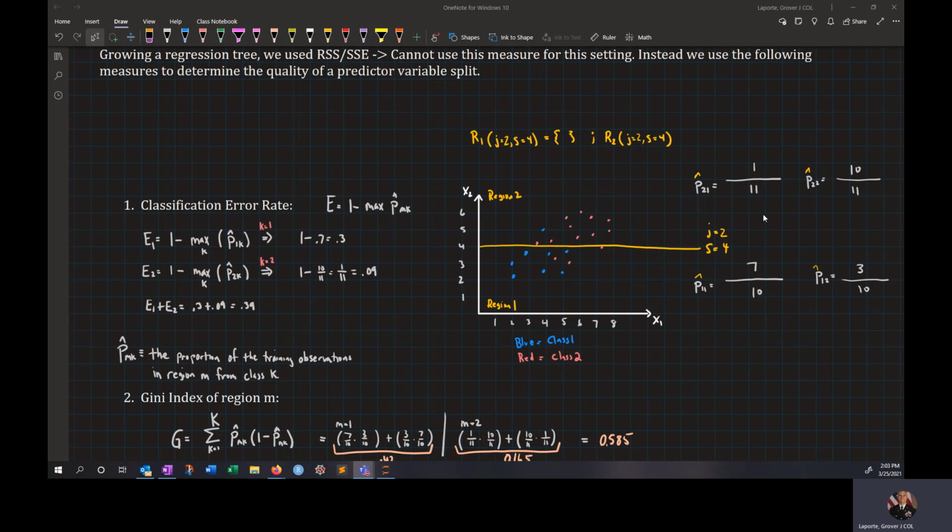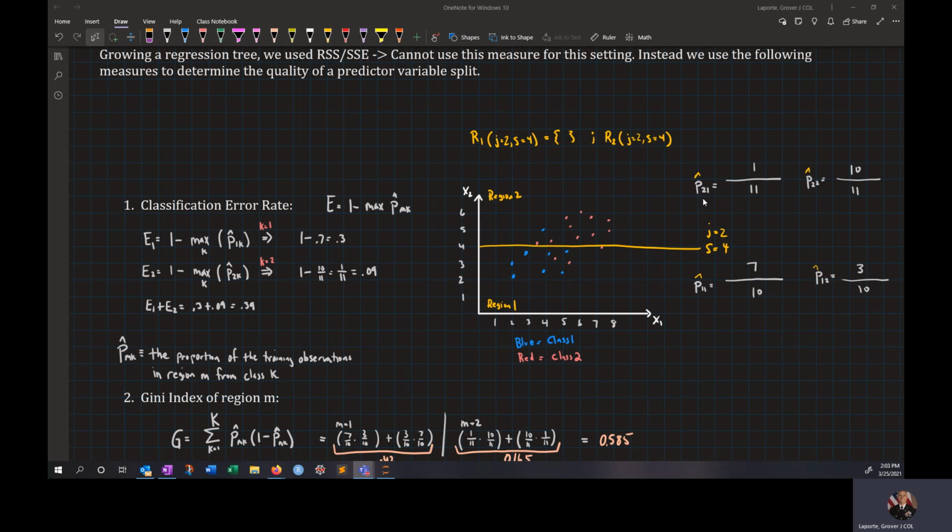Because there's 11 data points in here, and 10 over 11 for P22 hat. All right, now that we have these numbers, it's very simple just to go in and say, tell me the classification error rate E1 for region 1. So 1 minus max K. Well, what is max K?